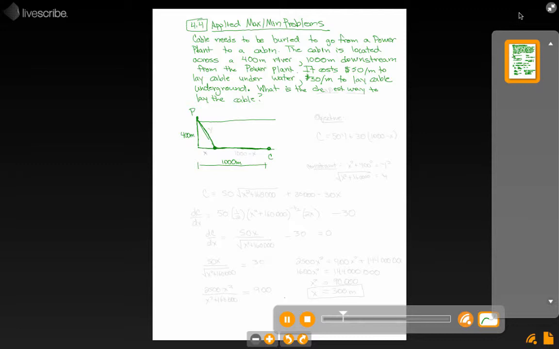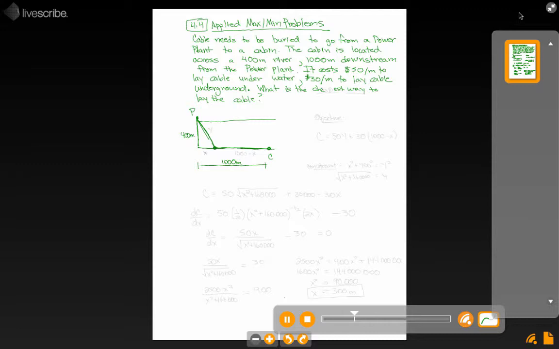We'd have options ranging from going straight across the river with the cable and then all the way downstream, which would be the longest route to take, but you'd be doing the least underwater cable. Or you could go directly from P to C, which would be the shortest distance, but it would be the most cable going underwater. So we don't know, or it could be anything in between. Truth is, it is something in between.